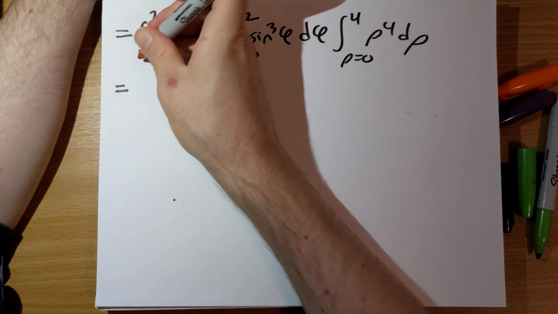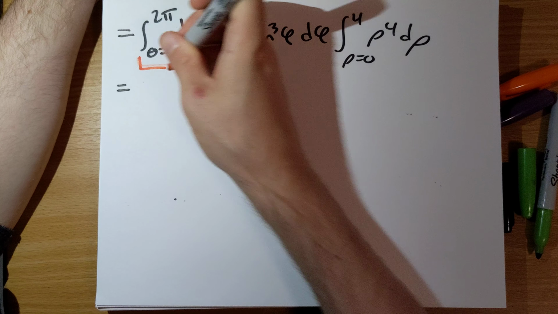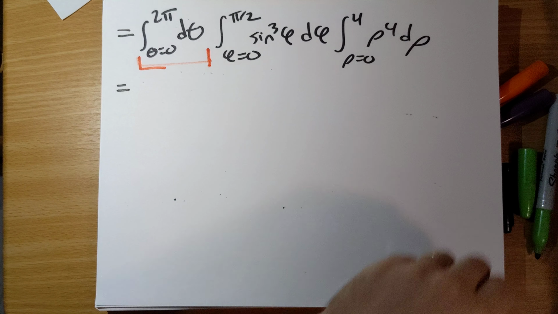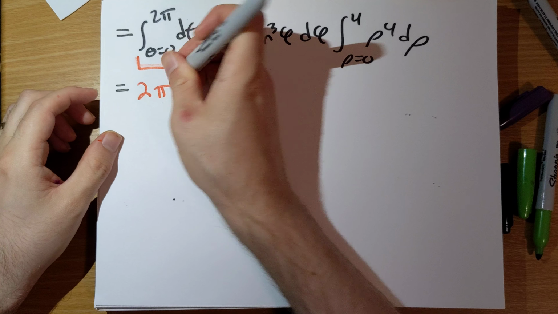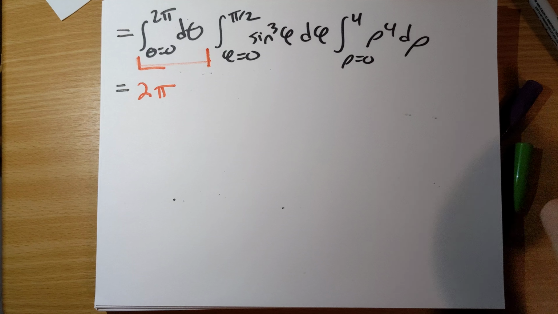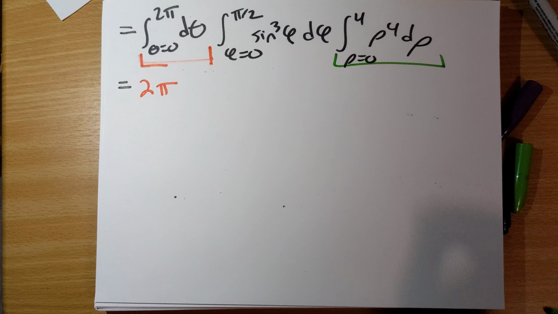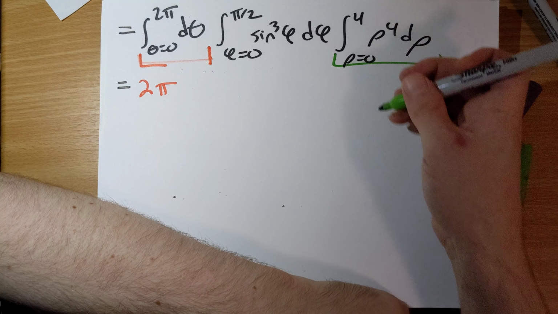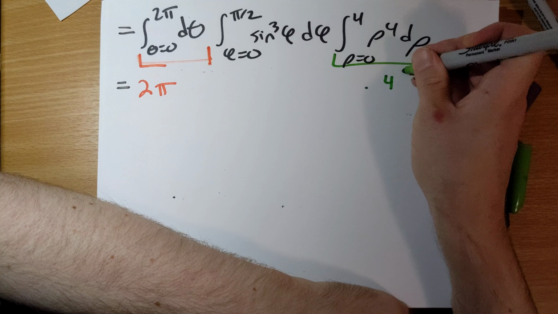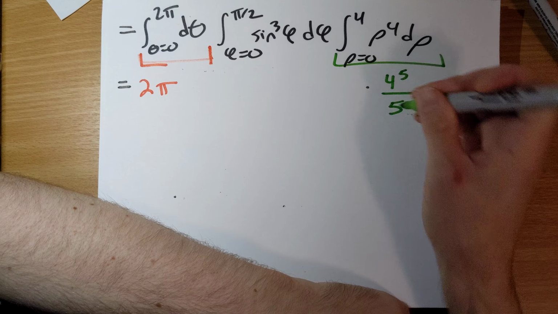Okay, what is going on here? That is going to be 2 pi. And this over here, integrating rho to the 4th, we get rho to the 5th over 5, plug in 4 and 0. That's just going to give us 4 to the 5th over 5.